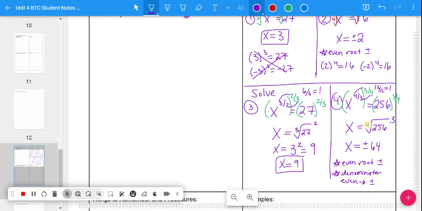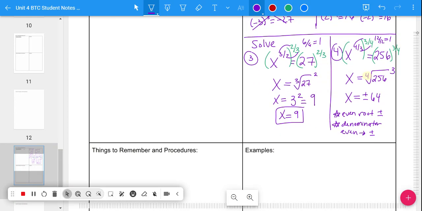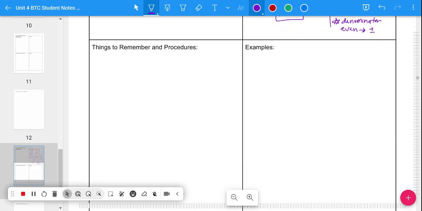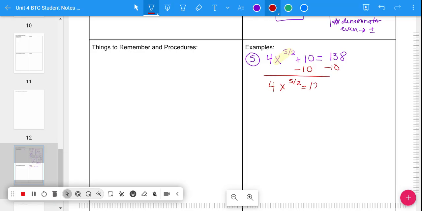Okay, now we've looked at the basics of fractional exponents. Let's do a couple that involve a few more steps. So we're going to solve 4x to the 5/2 plus 10 equals 138. So our goal, just like with all solving, is we want to get the part with the x alone. So to get the part with the x alone, I'm going to always add or subtract first. In this case, I'm subtracting. Then we're going to divide by the 4.